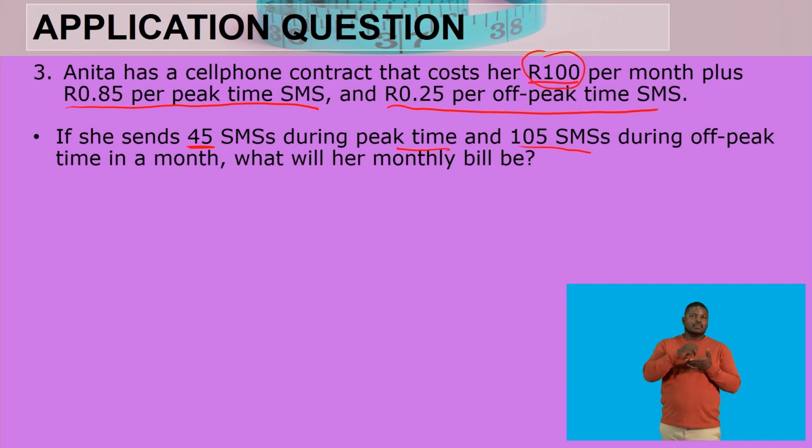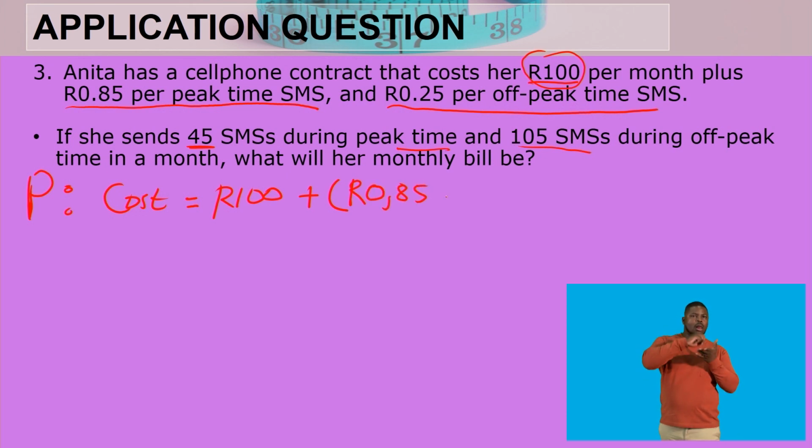So this 100 Rand is the monthly fee, right? So when it's the monthly fee, we can start by writing a formula. For peak, we will symbolize it with a P, then the cost is equal to 100 Rand, which is the service charge, plus the tariff for peak, which is 85 cents, multiplied by the number of SMSs sent during the peak time, which is 45 SMSs.